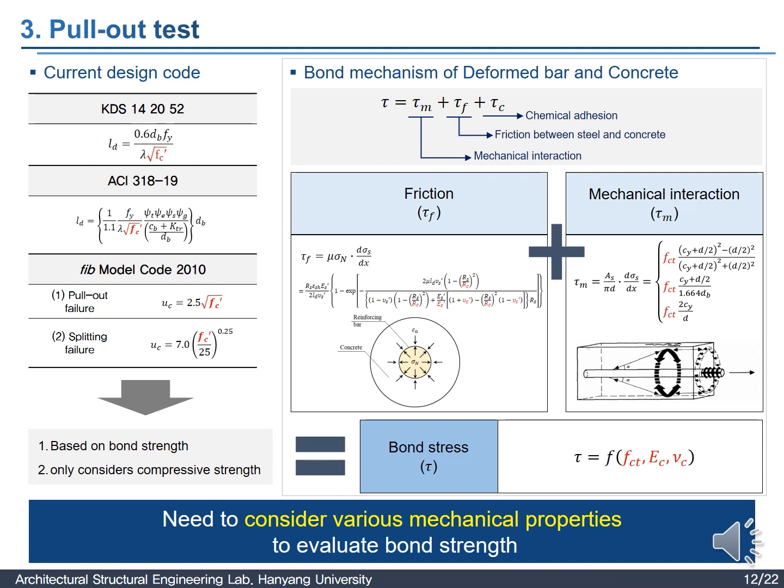The friction generated when tensile force is applied to the reinforcing bars is affected by the modulus of elasticity and Poisson's ratio of concrete, and the mechanical interaction is mainly influenced by the tensile strength of concrete. Therefore, when calculating the bond strength, besides the compressive strength of the concrete, the tensile strength, Poisson's ratio, and modulus of elasticity of the concrete should be considered.